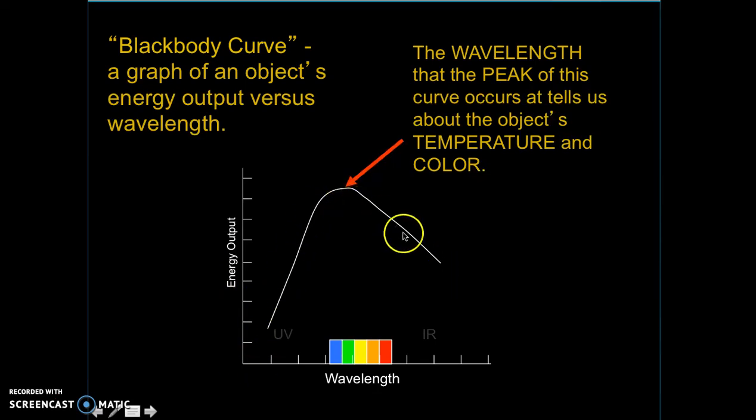Here's a more generalized view. For the black body curve, we're looking at energy output versus wavelength. We have short wavelength on this side with the ultraviolet, long wavelength over here with the infrared. This is the black body curve. It's the graph of an object's energy output versus its wavelength. That peak of the energy output occurs where the temperature is the hottest. A higher temperature object will have a higher energy output, so this peak will exist higher up.